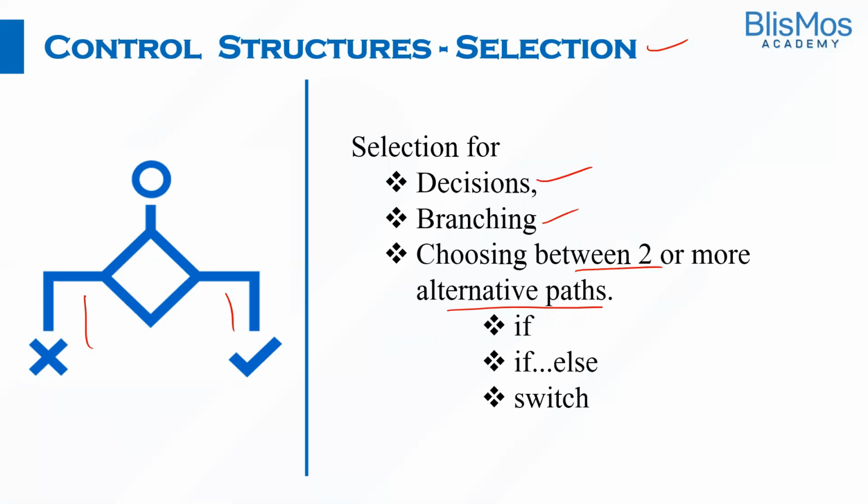For example, when you go for a college admission, the cutoff would be 75%. Any student who has scored more than 75% would be selected. Anyone who is less than that wouldn't be selected. That is one of the examples of selection. We have some statements like if else, and switch, which will be used for the selection within the Python programming.